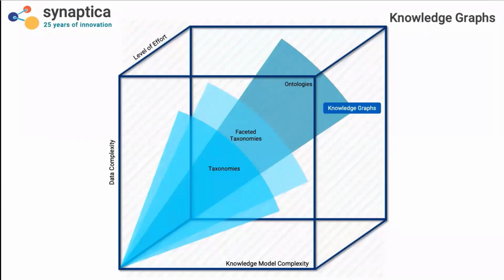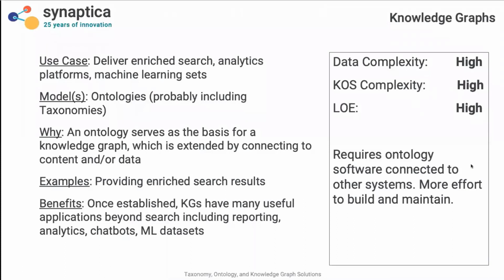Knowledge graphs begin with ontologies, which are then connected to content or data to provide enhanced search experiences, power chatbots, derive machine learning data sets, and other uses. Certain sections of the ontology, usually a topical taxonomy and perhaps other terms, are connected to data or content to create powerful and useful applications for end users for analytics, enhanced search results, and other uses. Once established, knowledge graphs have many useful applications beyond search, including reporting and machine learning data sets, as Ahren just discussed. So knowledge graphs based on ontologies are powerful tools which can be extended to many other use cases once they're in place.